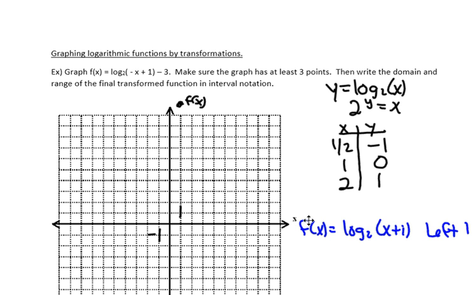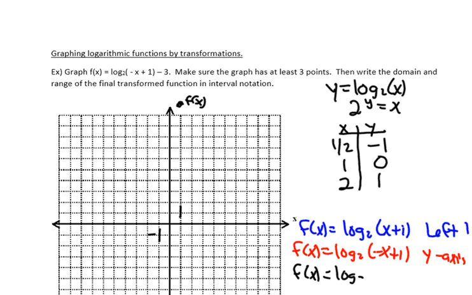My next transformation would be the negative that's inside. So that's going to reflect across the y-axis. And then our last one is the minus 3, which tells me I'm going to go down 3. Okay, so now the first thing I want to do is to graph the original. Let me plot those 3 points.